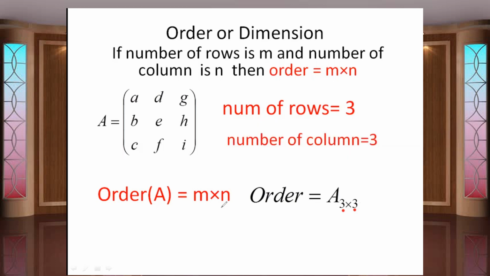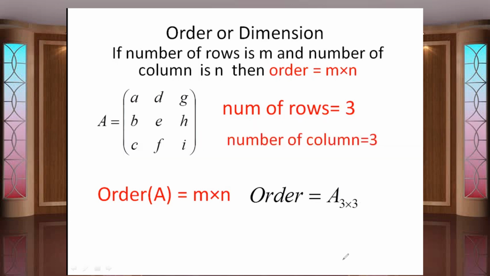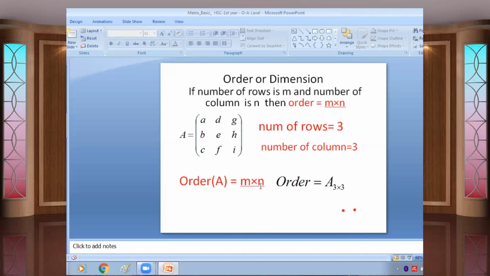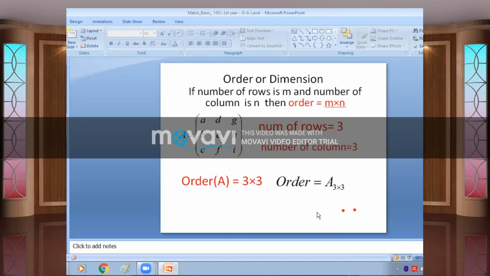This is not m by n, but finally we have to write 3 by 3, because number of rows equals 3 and number of columns equals 3, and order of A equals m by n is only the formula. Okay, if I write here, then you will understand that. So it will be 3 by 3, and for your understanding I wrote m by n. So both are correct. Okay, I hope that you understood these things.